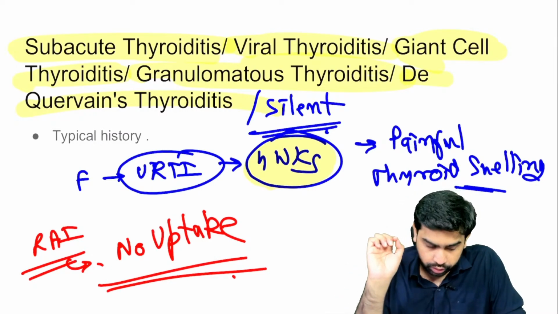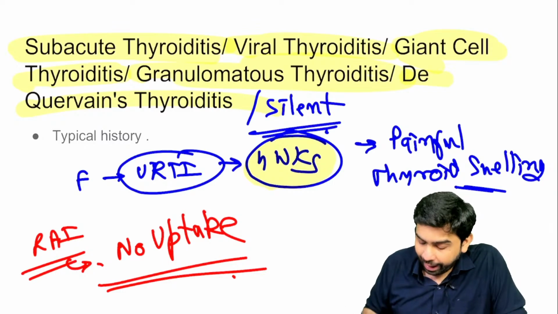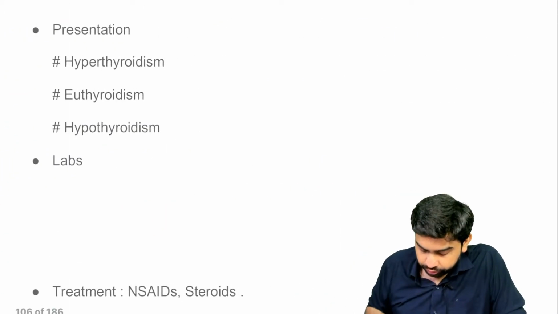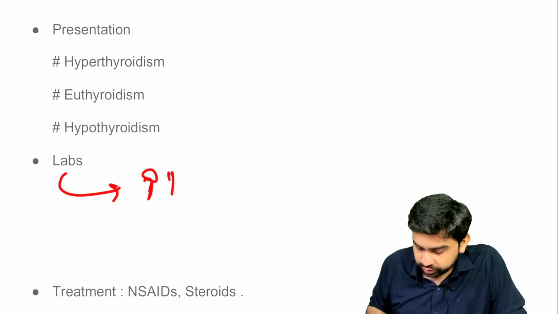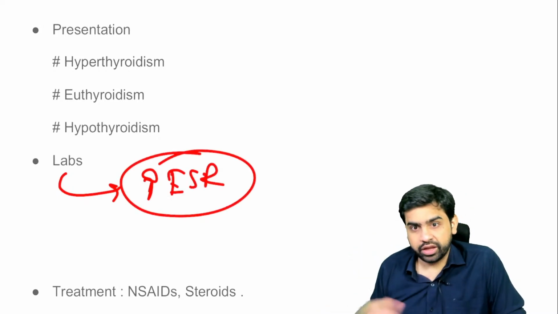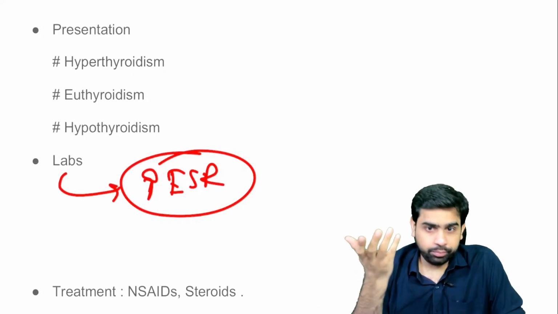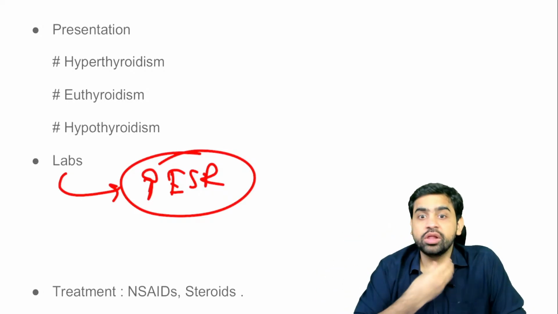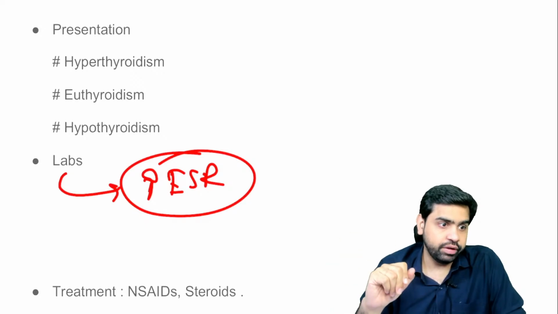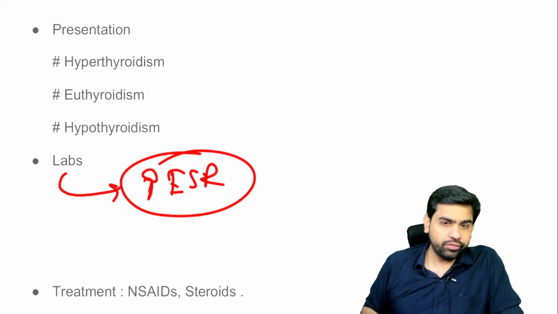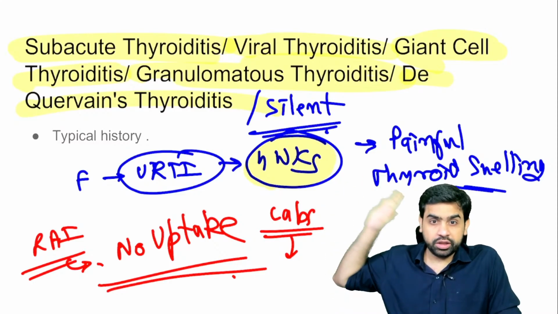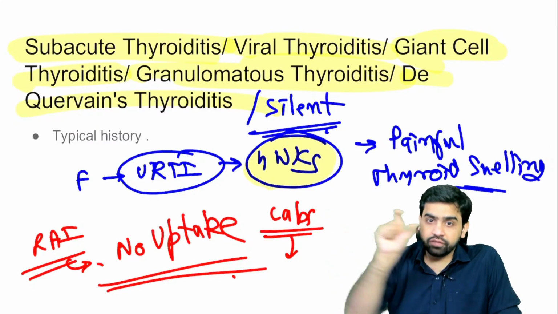Now, another important thing is in the labs. In the labs, you're going to find a raised ESR. Raised ESR is a characteristic finding over here. What about the management? It is a self-limiting condition, but the patients are in pain, right? So you have to give the patients painkillers and steroids. So I hope you have understood this point. Very, very important topic. Subacute thyroiditis: nothing to remember, nothing to mug up, but all these names have significance.